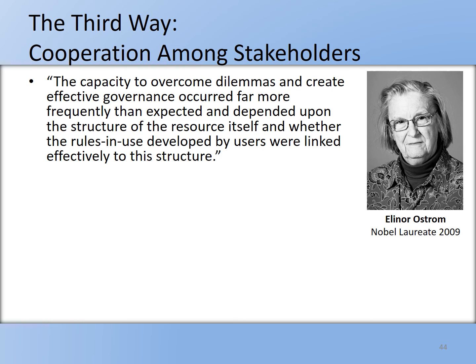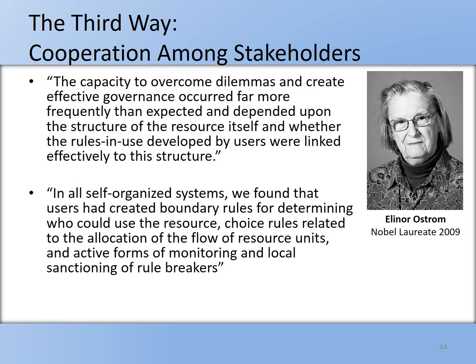The capacity to overcome dilemmas and create efficient governance occurs far more frequently than expected, and depended upon the structure of the resources itself and whether the rules in use developed by users were linked effectively to the structure. In all self-organized systems, we found that users have created boundary rules for determining who could use the resource, choice rules related to allocation of the flow of resource units, and active forms of monitoring and local sanctions of rule breakers. Basically, you have social norms.